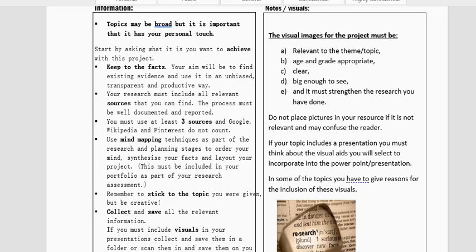Sources: learners must be guided to document and report which sources they used. So have examples of bibliographies in your classroom and remind them constantly to write the bibliography and write down the sources that they are using. What we expect is that they use at least 3 sources. And it's important to remember that Google, Wikipedia, and Pinterest do not count. They are search engines. The complete links and web page addresses should be written down as bibliographies.